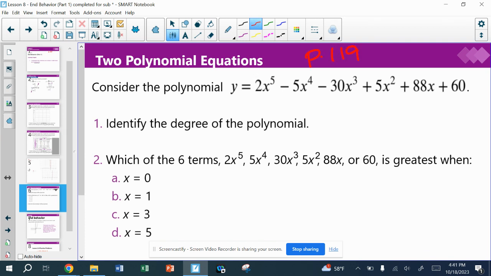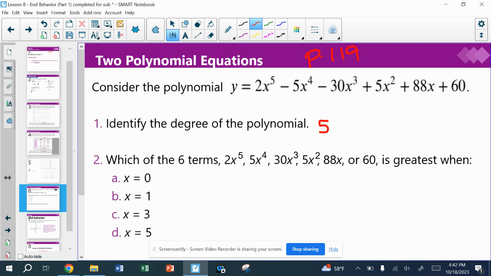We've got this really large polynomial, 2x to the fifth minus 5x to the fourth minus 30x to the third plus 5x squared plus 88x plus 60, all of those terms. It says identify the degree of the polynomial. The degree is all about the biggest exponent. So the degree is 5. That's just what the biggest exponent is.